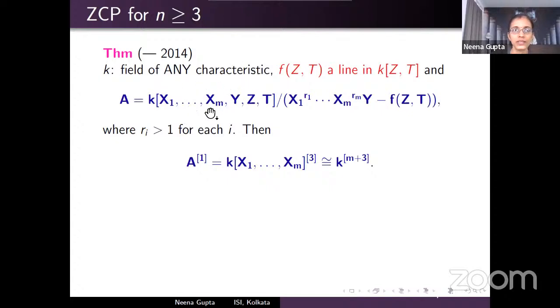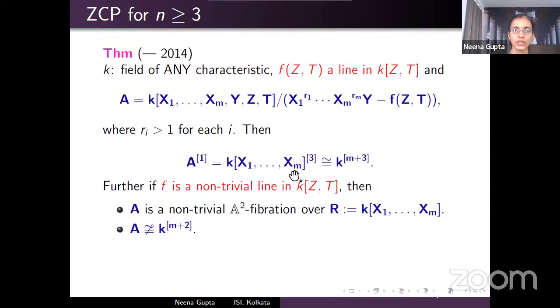This ring was generalized in higher dimensions, and I considered this ring x1 to the power r1, ..., xm to the power rm minus f(z,t). Then I showed that if f is a line, then this ring A is a stably polynomial ring. That is, after adjoining one more variable, it becomes a polynomial ring in m plus 3 variables.